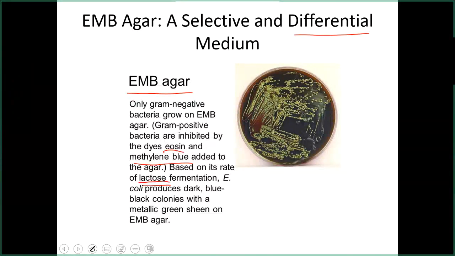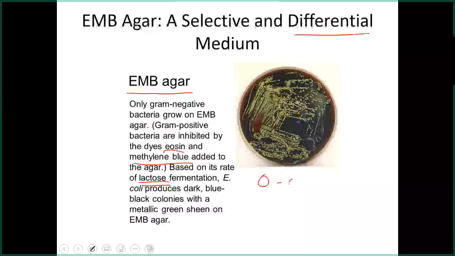Now, if it's a really, really strong fermentation response, it goes beyond that, and you'll see a metallic green sheen on the surface of the colonies. So that's really strong lactose fermentation. So the results with this are, no lactose fermentation would be where the colonies are clear.